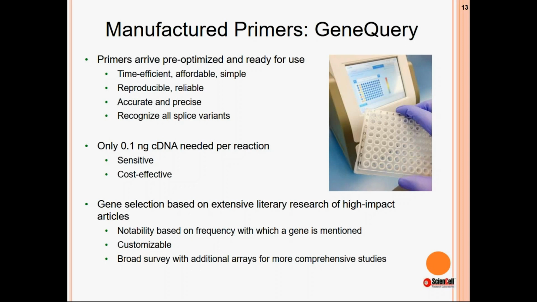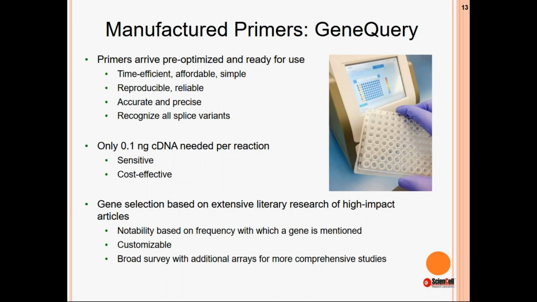Our qPCR products are called GeneQuery and can be purchased as both individual primer sets and pre-designed arrays to survey specific functions, pathways, or diseases. GeneQuery primers have been tested and optimized according to all of the guidelines mentioned in this presentation. They recognize all splice variants for each gene, require only 100 picograms of starting material, and are very affordable.